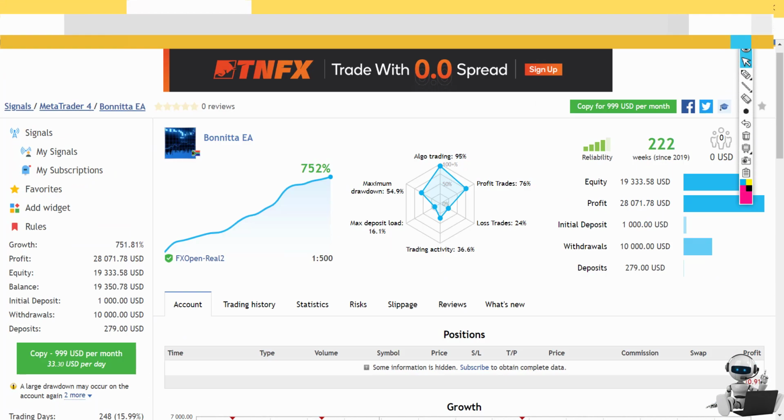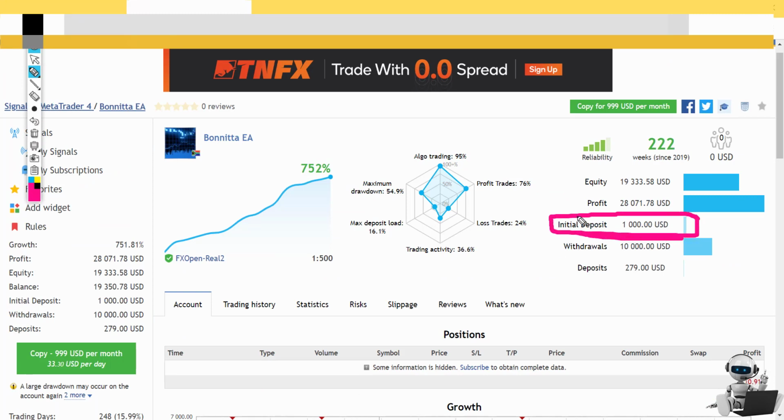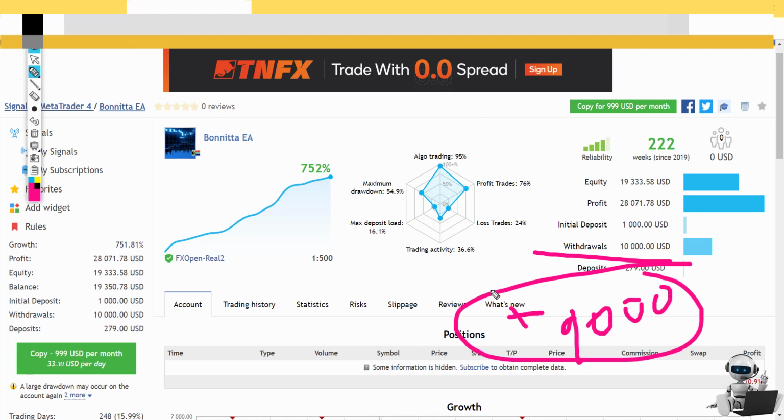Now what we have here: the deposit for this EA, he initially deposited 1000 US dollars, and the profit he made was 28,000 US dollars, which is absolutely amazing. Few EAs can really do that. However, one thing he did very smart, he withdrew his initial balance plus 9,000 US dollars just to make his money work. This is the definition of your money working for you overnight. So you can see he withdrew 10,000 US dollars, he deposited only 1,000, and now his profit is making money for him.